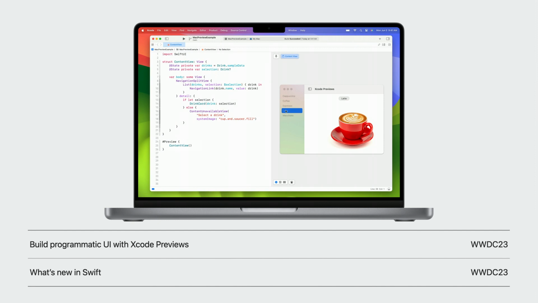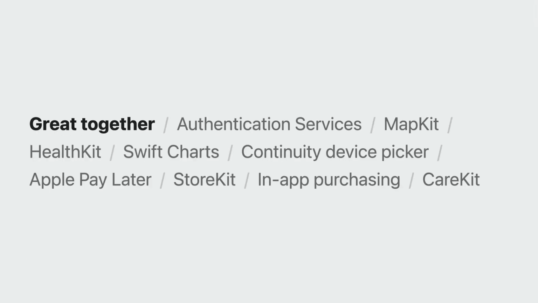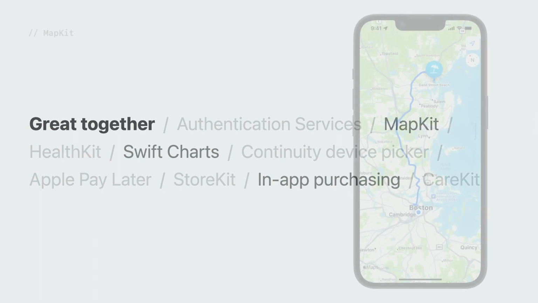Besides the macros that power previews, Swift 5.9 also brings a host of other improvements. Get an overview of all that's fresh in Swift by queuing up What's New in Swift. Another way SwiftUI comes to new places is through SwiftUI-specific extensions to other Apple frameworks. Several frameworks bring new or improved support, and I'd like to highlight a few that I think are particularly exciting.